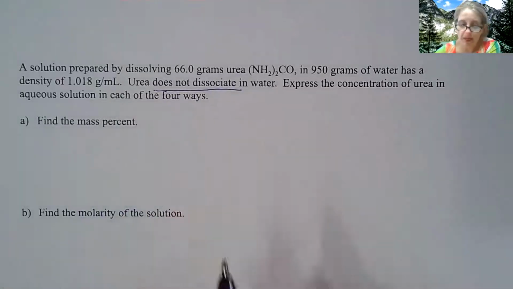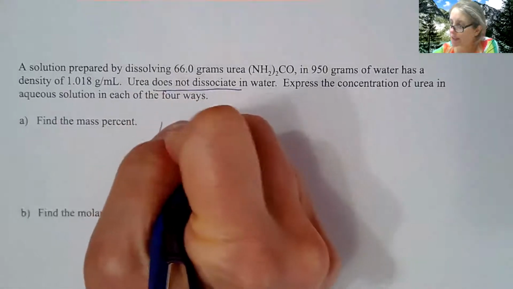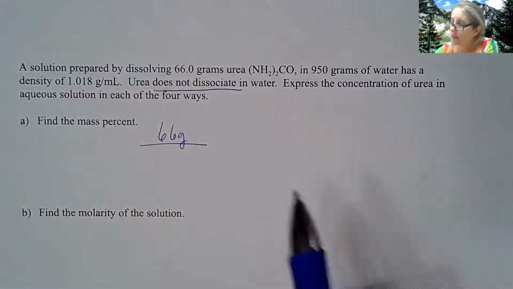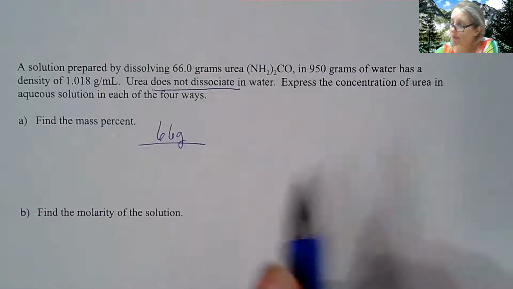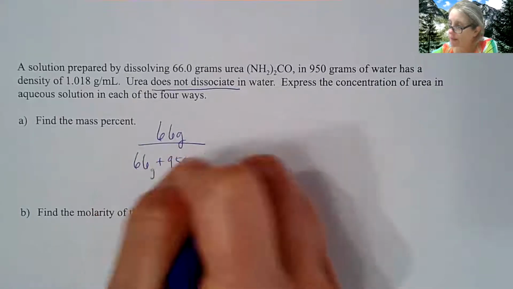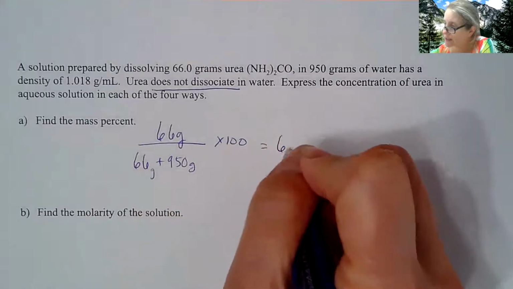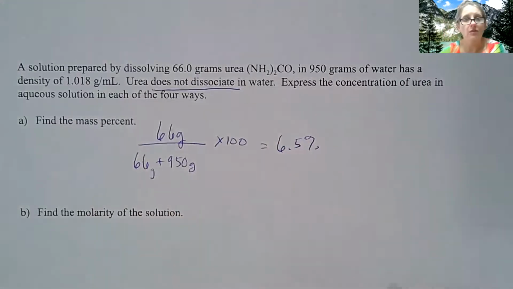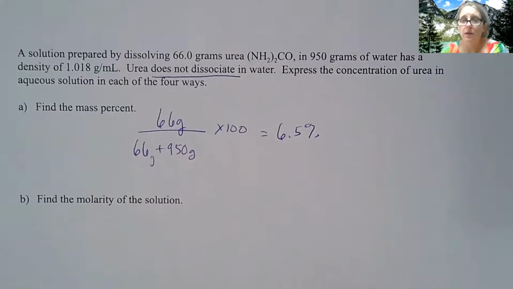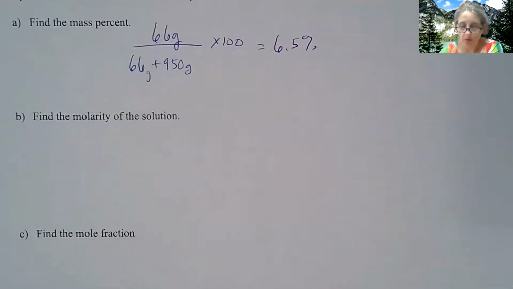So the first one is mass percentage. That's very straightforward. How much urea do you have is 66 grams, and then you have 950 grams of the water. So you take 66 plus the 950 grams on the bottom and multiply it by 100. Okay, so you get about a 6.5% as your mass percentage. And again, we're just not going to use it that much, but I do still like to go over it.